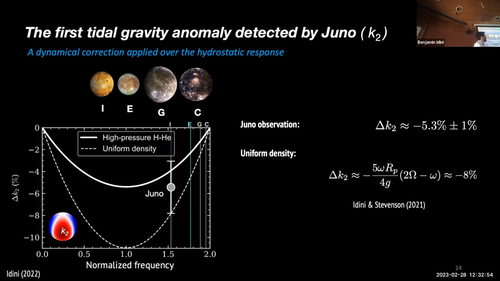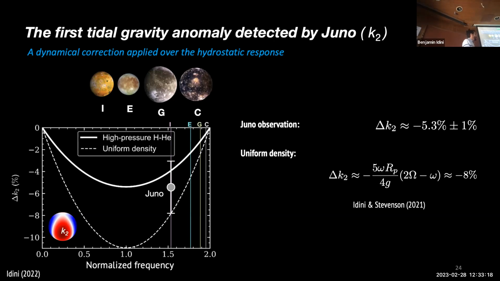And this solution actually includes the full effect of Coriolis, so you can actually get the dynamical tide of something that is uniform density and rotating rapidly, and that is minus 8% when you plug in the values for the radius of Jupiter, gravity of Jupiter, the rotation of Jupiter, and the frequency of the excitation of the tide. That is closer to the observation, but not quite yet.